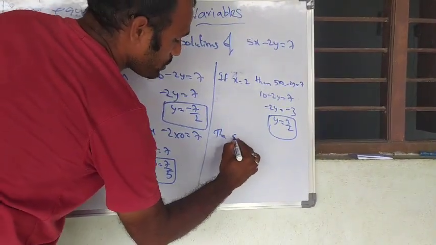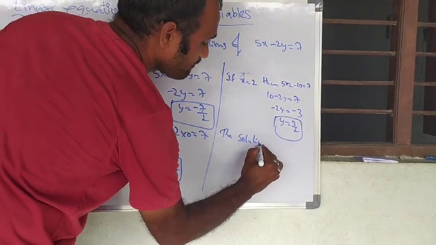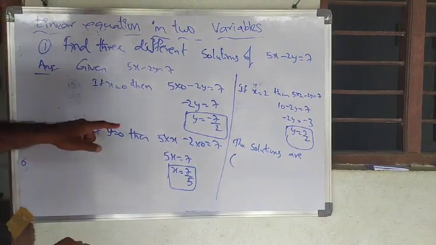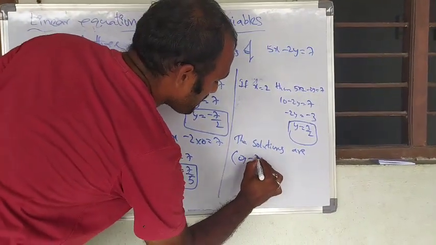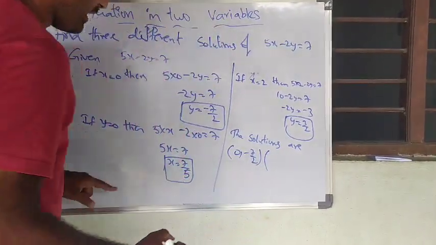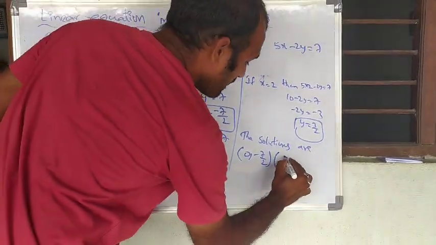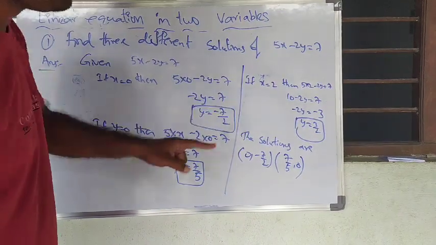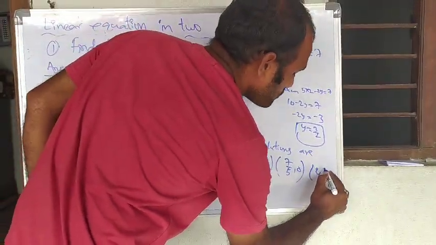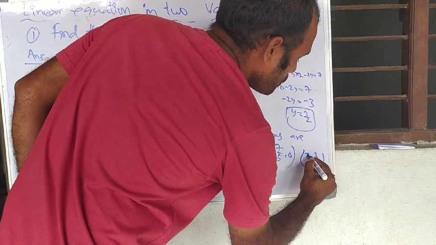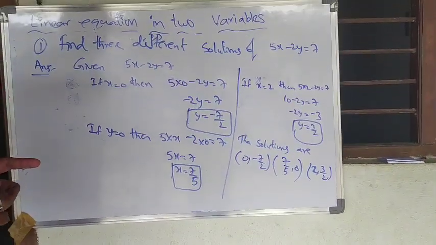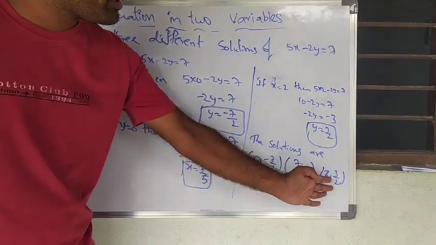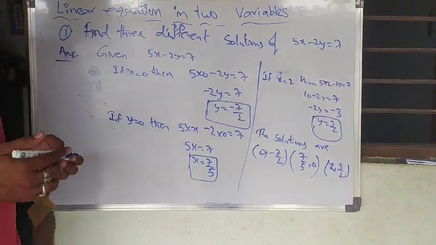So the solutions are: first point 0 comma minus 7 by 2, second point 7 by 5 comma 0, third point 2 comma 3 by 2. So these are three different solutions for the given linear equation in two variables.